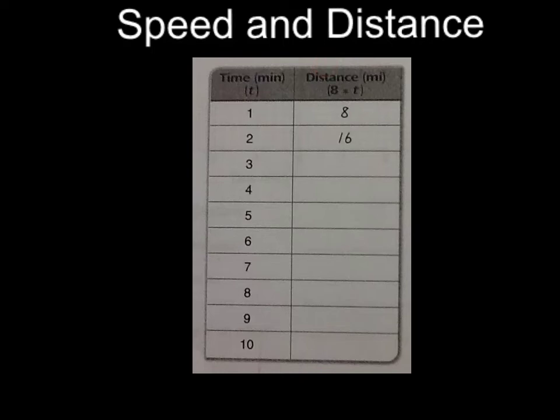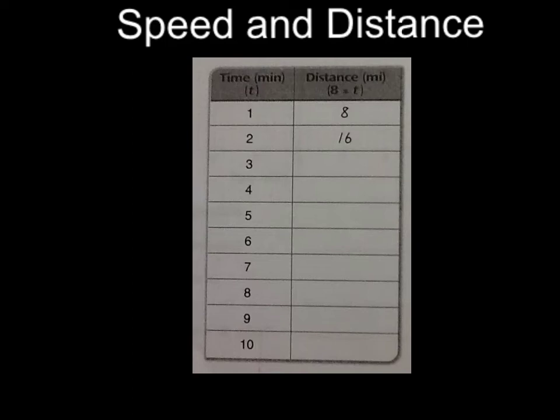On this chart, we are going to be comparing time in minutes and distance in miles. You can see that time is represented with a lowercase t, right here, and distance is represented as 8 times t. That means that for every 1 minute, a person can travel 8 miles.